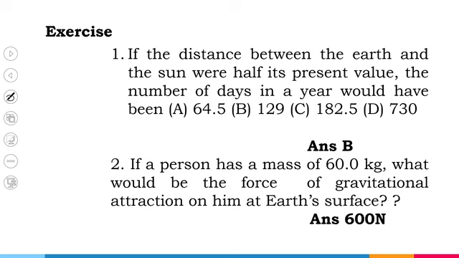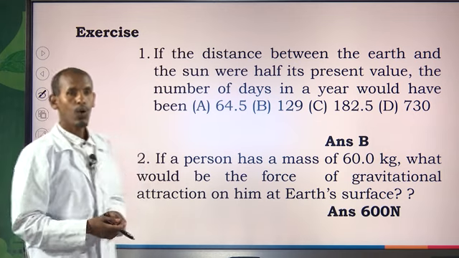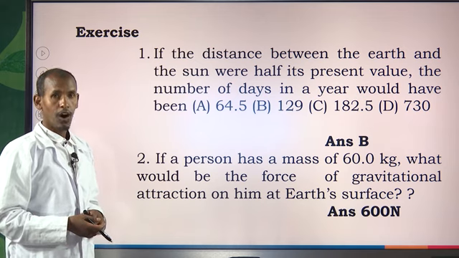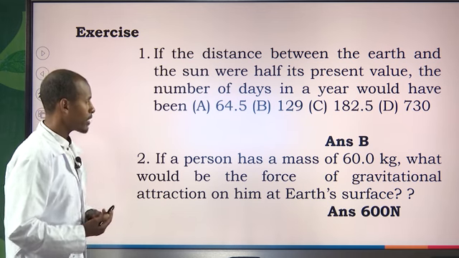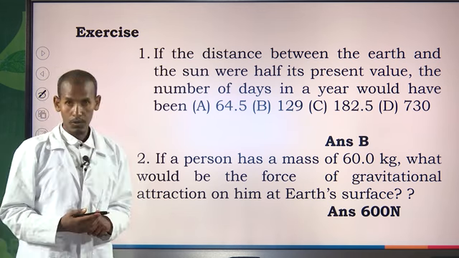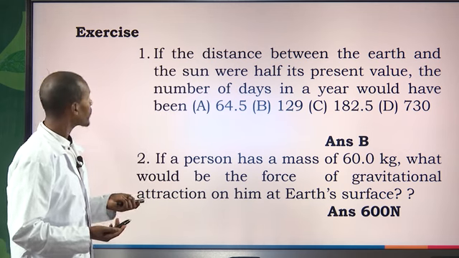And the second question: if a person has a mass of 60 kilogram, what would be the force of gravitational attraction on him at the Earth's surface? That is 600 Newton is the answer. So cross-check your answer with this one.